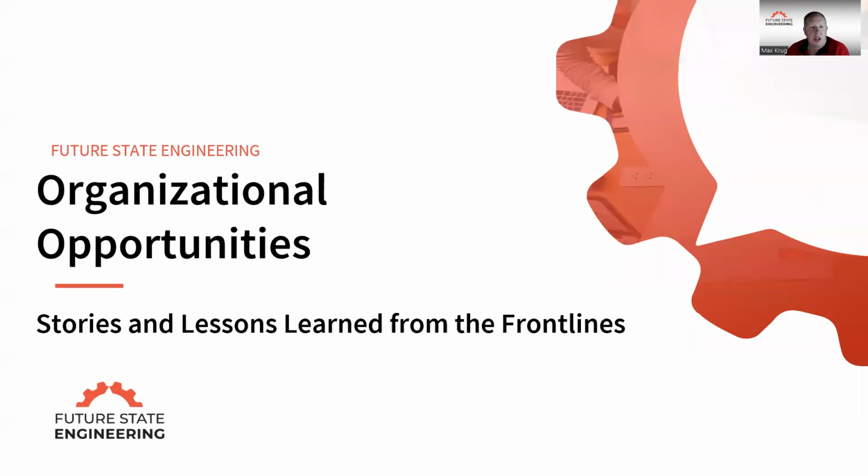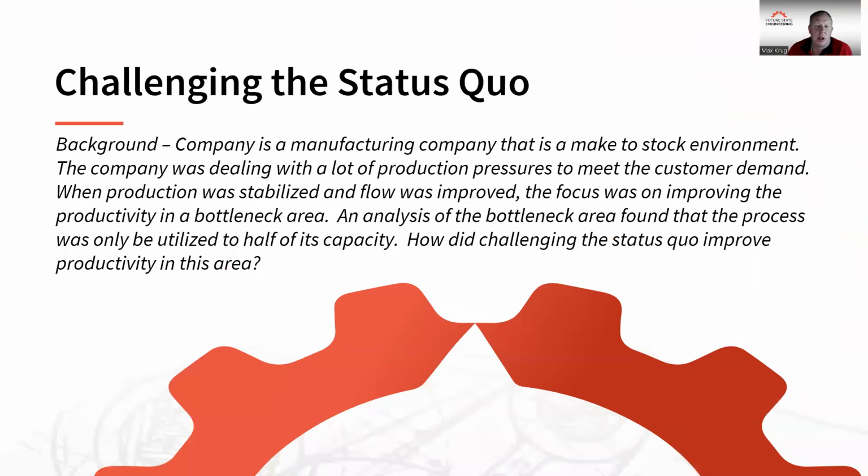In today's session, we're going to continue the series on organizational opportunities, stories, and lessons learned from the front lines. Today's story comes to us from a manufacturing company. They were making a stock environment, and they were dealing with a lot of production pressures to meet customer demand. We were able to stabilize production, and we improved flow significantly, reducing the lead time, improving the on-time delivery, reducing the work in process. When we did that, we clearly had one area that was a bottleneck area.